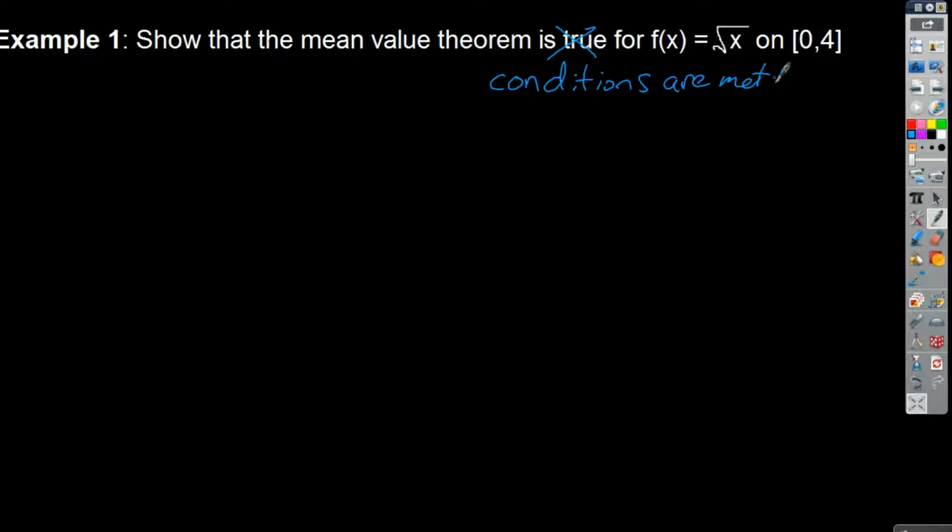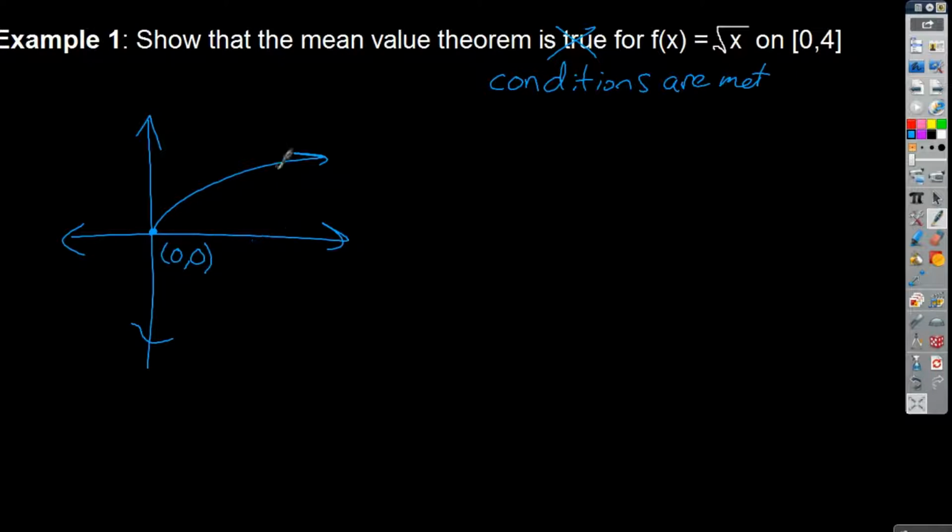We should know by now that the square root of x looks something like this. And I want this from the interval 0 to 4. And this point is 4 comma square root of 4. That's 4, 2. All I did was substitute 4 into my square root of x. So this is the interval I want. I just have to show that the conditions are met.